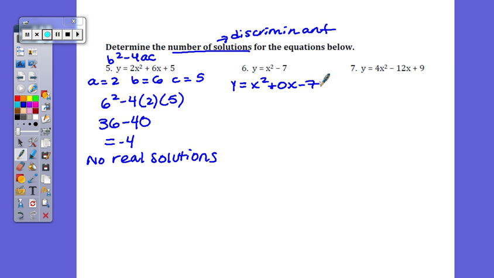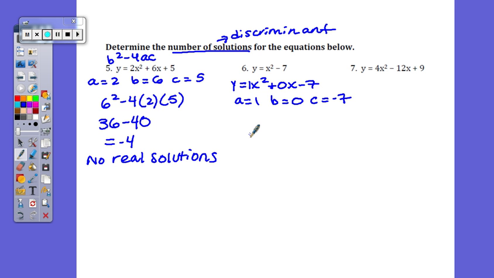Okay, even if it's not there, that just means that it's 0. So my a is 1, right? Because if there's no number in front of the x squared, that means there's an imaginary 1. My b is going to be 0. That's not really given for me there, and if it's not there at all, it means that it's 0, okay? It still needs to be included. And then my c is going to be -7.